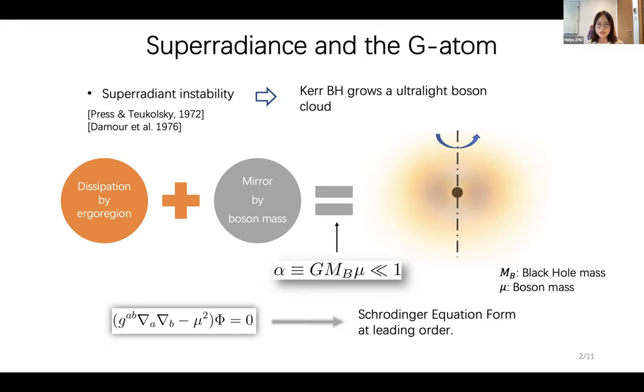Here we define the gravitational fine structure constant alpha equal to G M_B mu, where M_B is the black hole mass and mu is the boson mass. Because we need a small boson mass, this alpha should be smaller than one. To study the properties of the gravitational atom, we can put the Kerr metric into the Klein-Gordon equation. By expanding it to the leading order of alpha, we get a Schrodinger-like equation, just like the hydrogen atom.